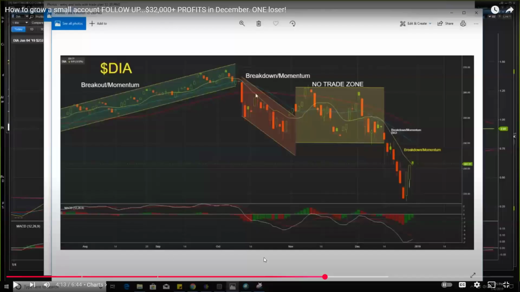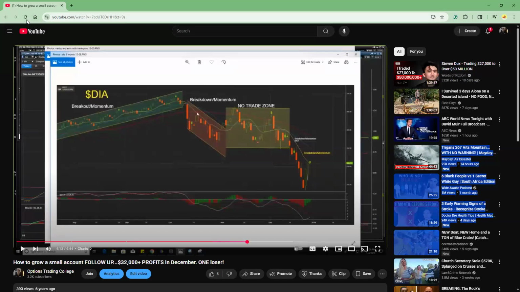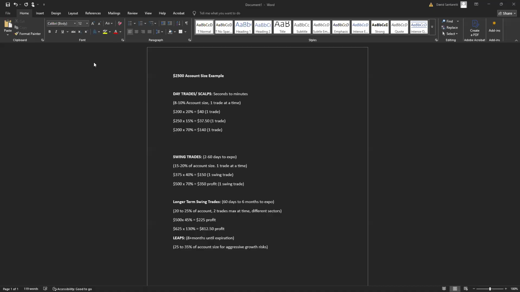So our trade plan, like I said, there are the videos of it there, and I gave that in the trade room. So let's go over this now. First off, let's go over an example. Someone requested a $2,500 account. If you have a $2,500 account for day trades and scalps, 8 to 10% of your account in the trade. So if you have a $2,500 account, multiply that by 0.08, that's about $200 per day trade.